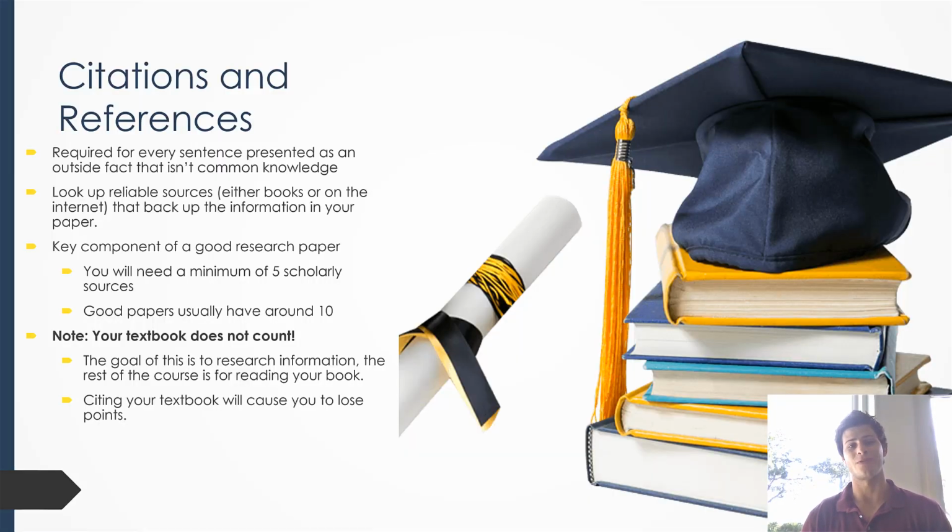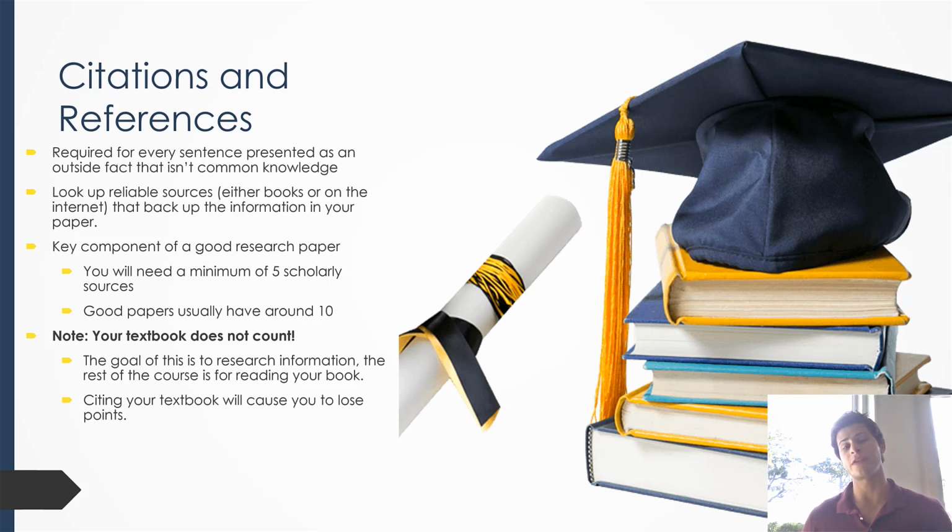So because this is a research paper, you guys are going to be required to do a little bit of research, and that requires going out and getting citations and references. Basically, as you go out and do research on different reliable websites or through your library and looking at different reliable books, you're going to be aggregating pieces of information to put into your research paper. Whenever you present a piece of information, or in any sentence that you present as an outside fact that isn't common knowledge to the reader, something we're going to get into in just a minute here, you're going to be required to have a citation to defend where you got that fact from.